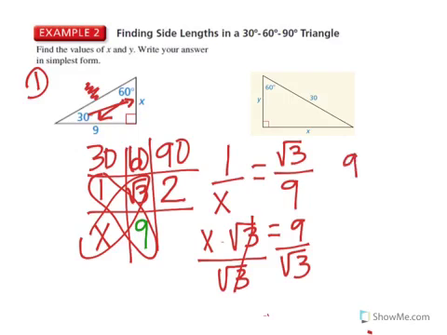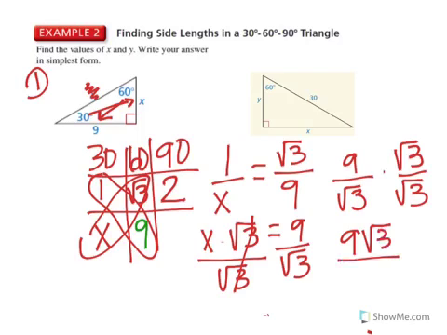So I have 9 over the square root of 3, and I have to do something about it. I cannot leave it like that. So I multiply my top and bottom by the square root of 3 to get rid of it. When I do that, on top I will have 9 square roots of 3. On the bottom, I have square root of 3 times square root of 3, which is the square root of 9. When I simplify that down, I'll still have 9 square roots of 3 on the top, but on the bottom, the square root of 9 is 3.